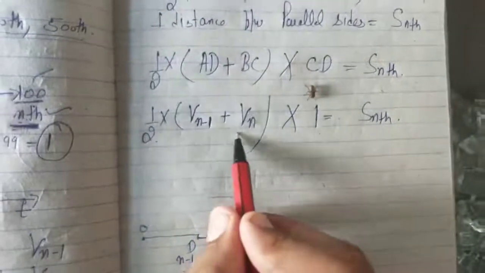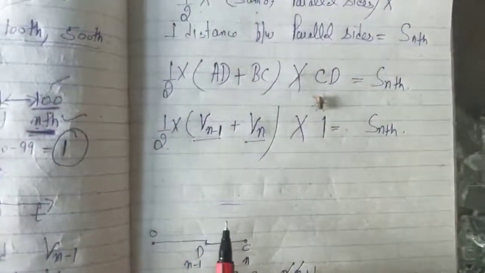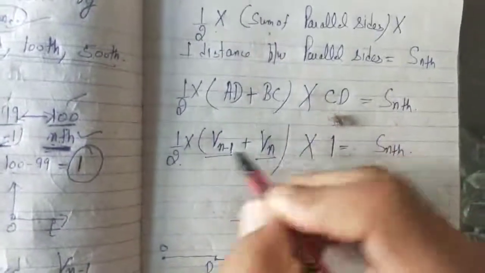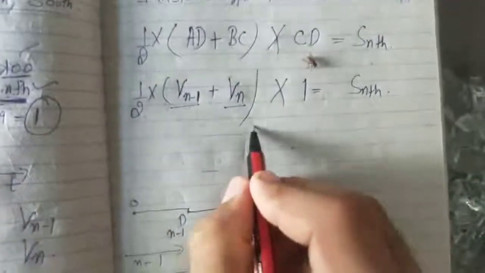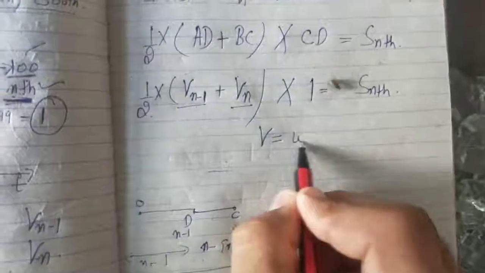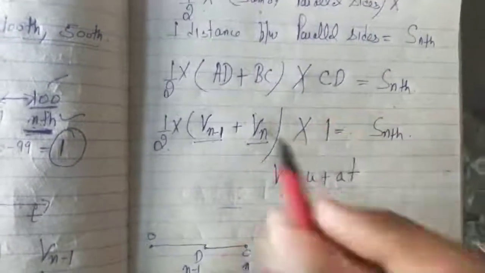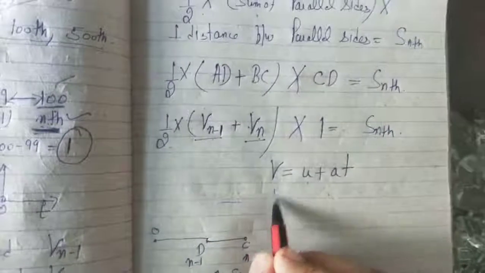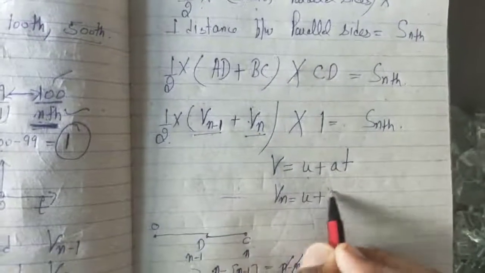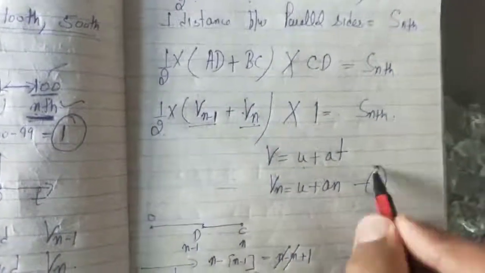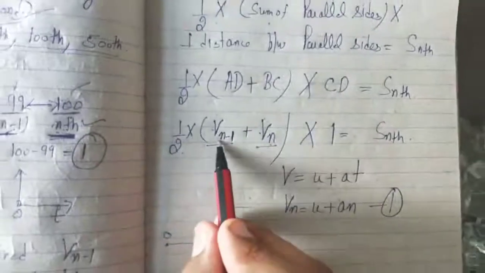So we don't know the value of Vn, we don't know the value of Vn minus 1. ये velocity है nth सेकंड में, ये velocity है n minus 1 सेकंड में, but we know the velocity after t seconds, u plus at. This is the velocity after t second. So what will be the velocity after n second? जहाँ t है वहाँ n पुट कर दो, so ये velocity आ गई n सेकंड में. So what will be the velocity at n minus 1 second?